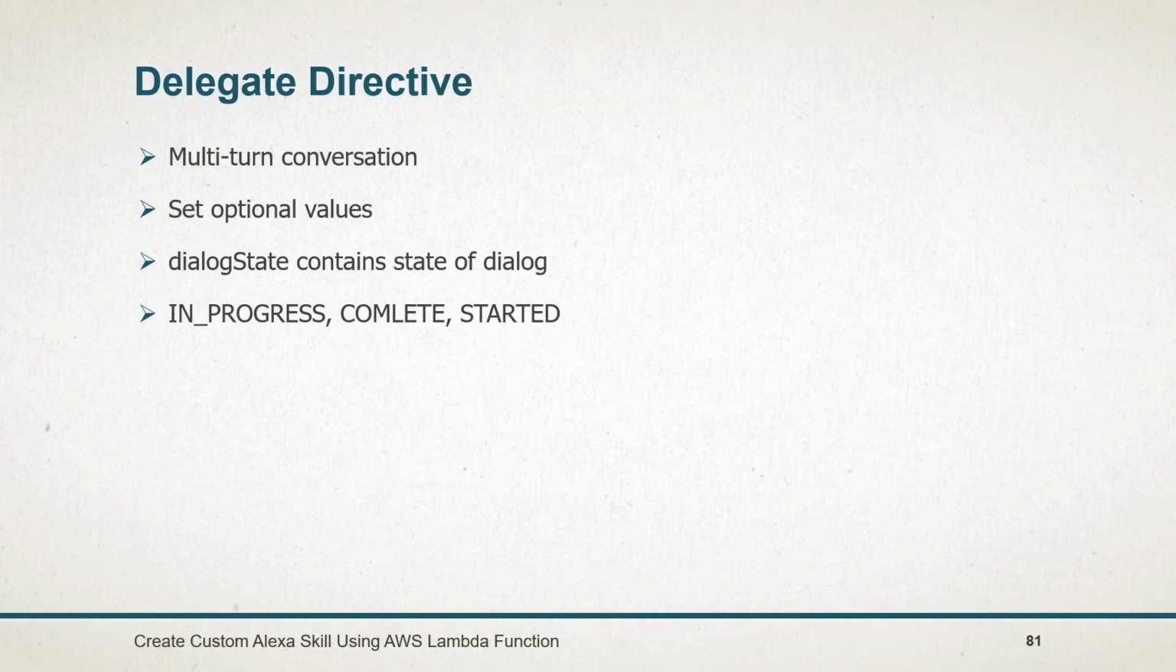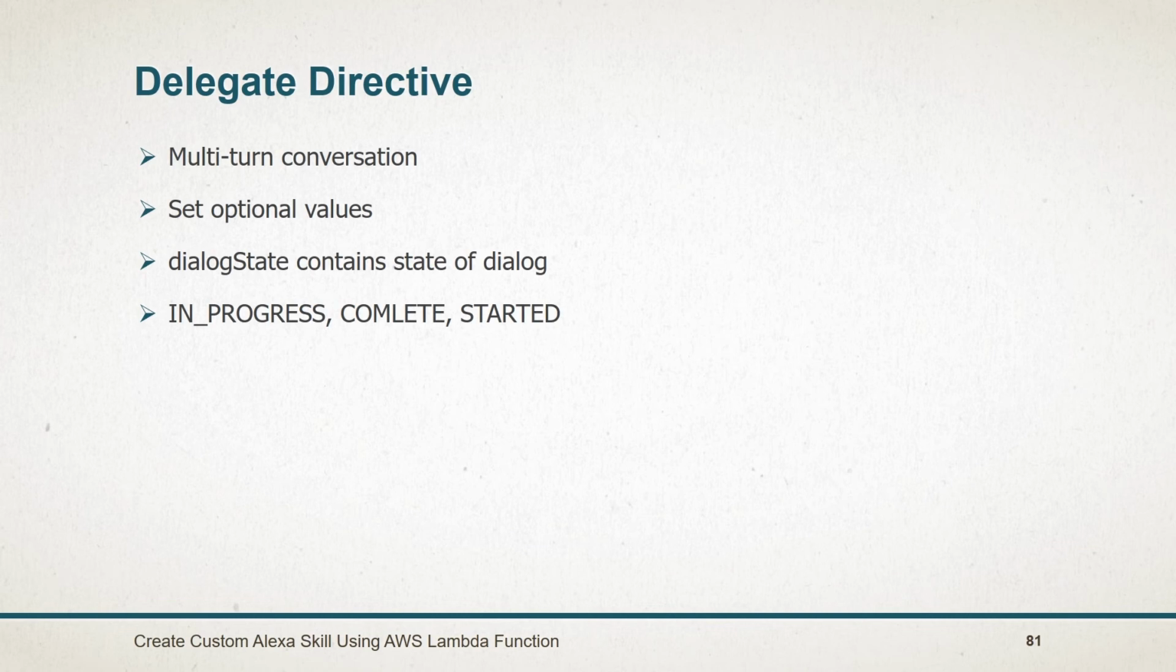In this session, we will learn how to use Delegate Directive. To create multi-turn conversation in Alexa, there are two different ways. First is using Delegate Directive and another is using Elicit slot, confirm slot and confirm intent directive. We can also combine both of them. Using this, we can check that user provided all values or not.